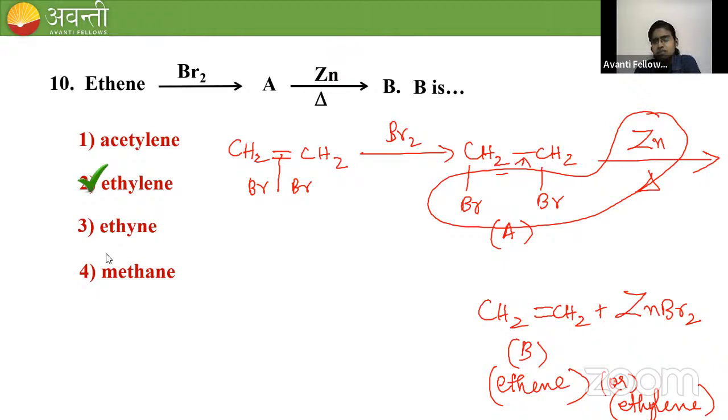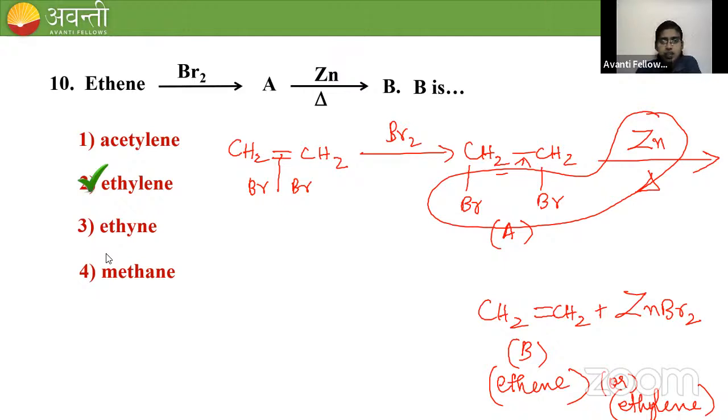Very easy. Two reactions are clubbed here. That's all. First is the addition of halogen. Second is the reaction of vicinal halide with zinc. Everything is very, very easy. Let us move on to the next question.